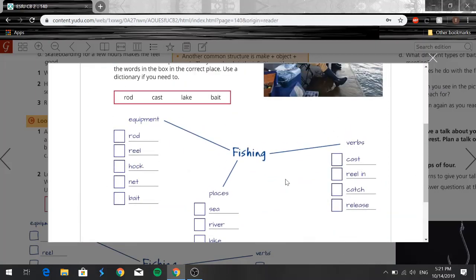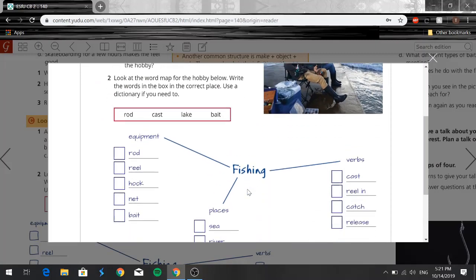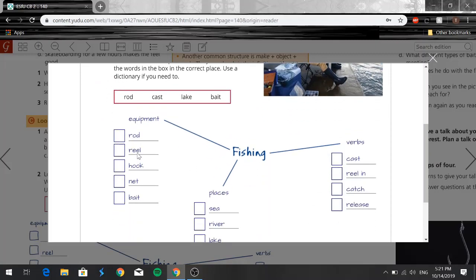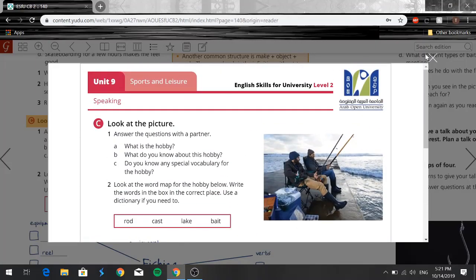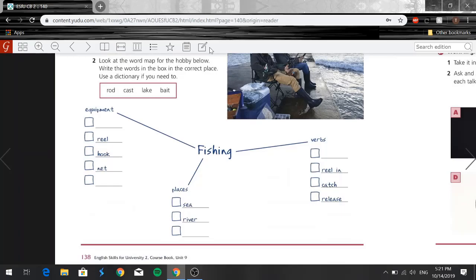So one more time, for the equipment used in fishing, we have rod, reel, hook, net, bait. For places to go fishing, we have sea, river, and lake. And what about the verbs? Well, cast, reel in, catch, and release. Alright, so now let's move on to the next exercise.